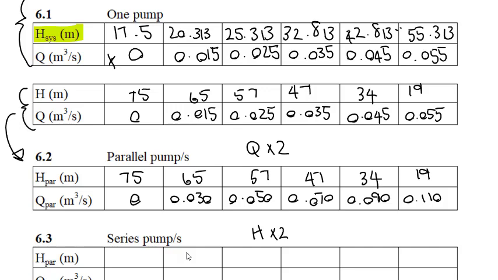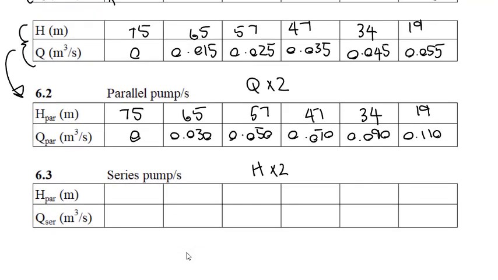So that's pretty simple and easy. Then the next one would be pumps in series. So here again we have to multiply the H values with 2. So we'll take the 75 times 2. That's what we'll do here. Okay, so that becomes what? It's 75 times 2 gives us 150. 65 times 2 gives us 130.